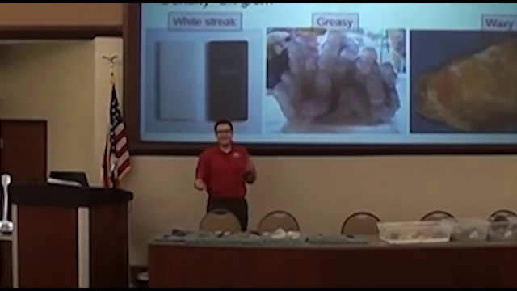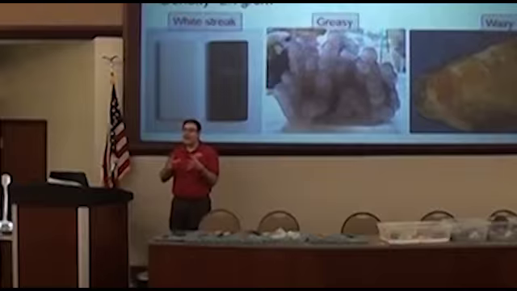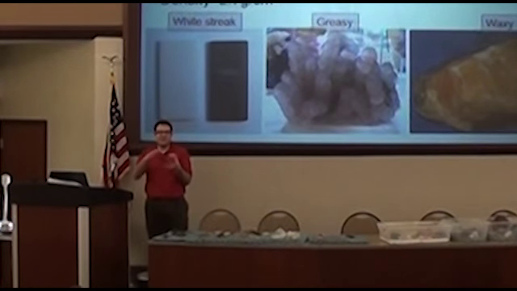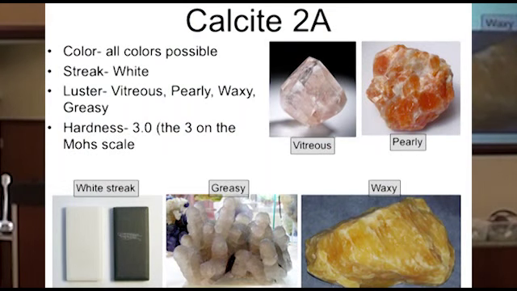The luster is really varied. It depends on the sample, depends on how the crystals form together. Sometimes it's really shiny and vitreous. Sometimes it's really pearly. Sometimes waxy or greasy. Calcite is the number 3 on the Mohs hardness scale, right? So it is the 3.